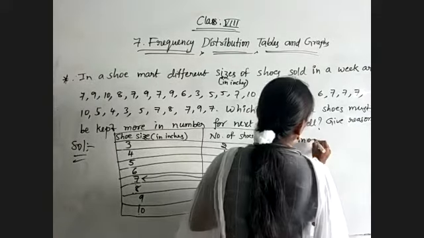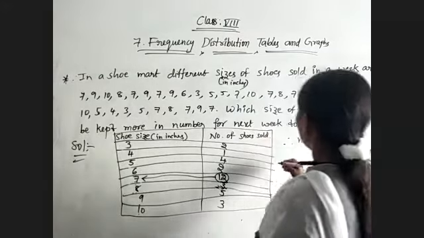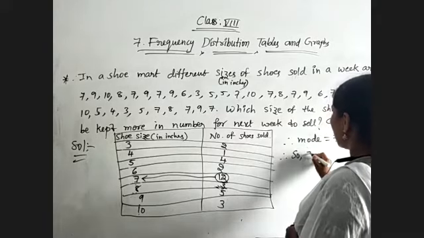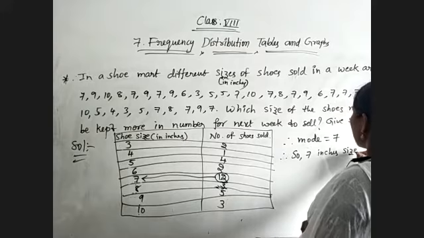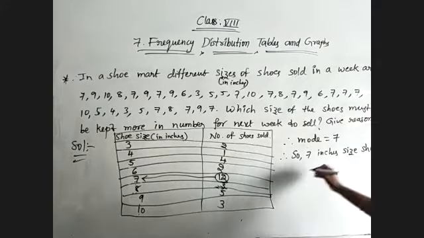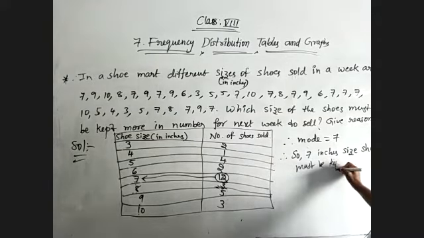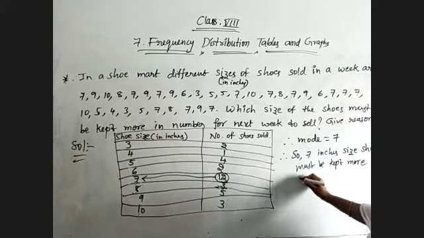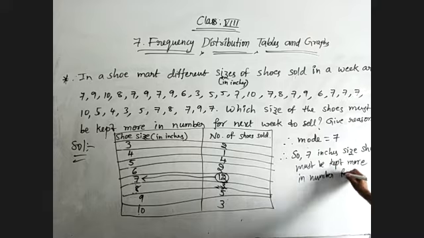So the mode of the data is equal to 7. Therefore, size 7 shoes must be kept more in number for the next week.